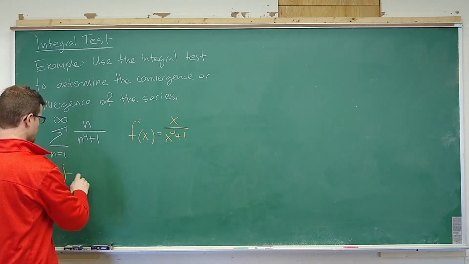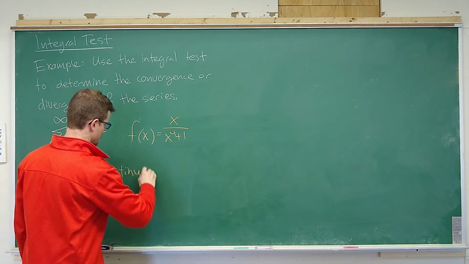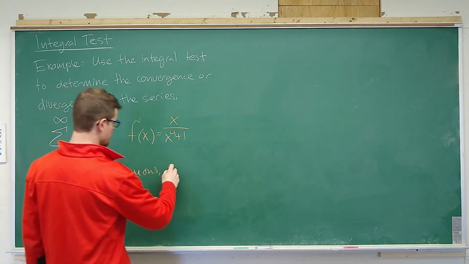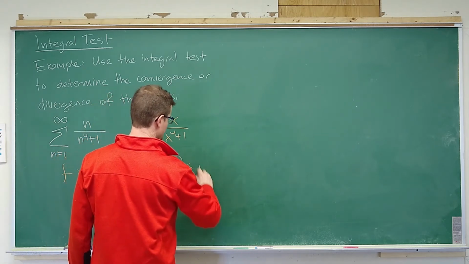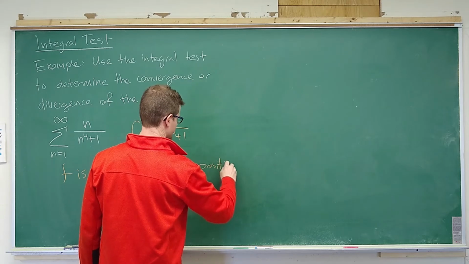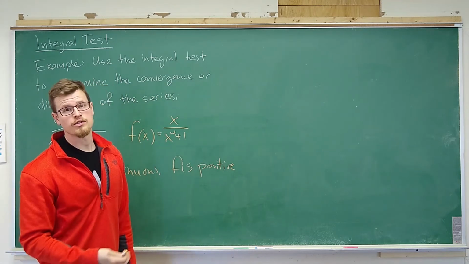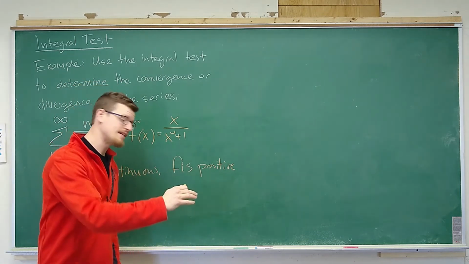So we want to confirm that f is continuous. And yes, it is. Excellent. We also want to make sure that f is positive, which it is. And then we also need to confirm that the derivative is negative, right? We want it to be decreasing.